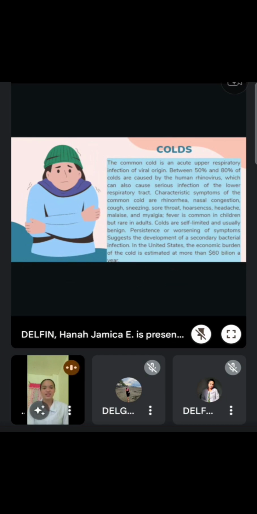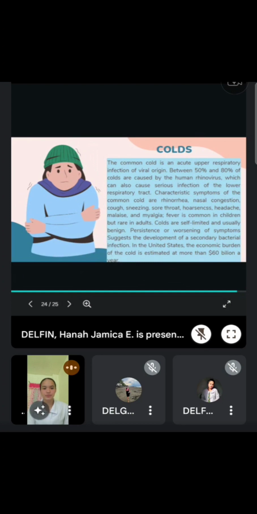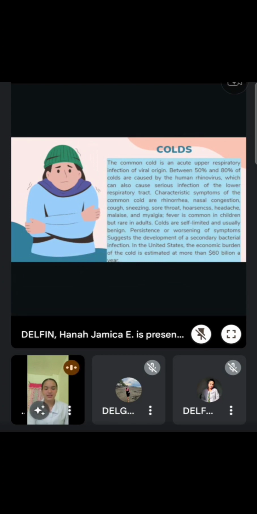In the United States, the economic burden of the cold is estimated at more than $60 billion a year. There is no cure for the cold, so treatment is purely symptomatic. Because colds are caused by viruses, there is no justification for the routine use of antibiotics. These agents are appropriate only if a bacterial co-infection arises. There is no evidence that vitamin C or zinc can prevent or cure colds.